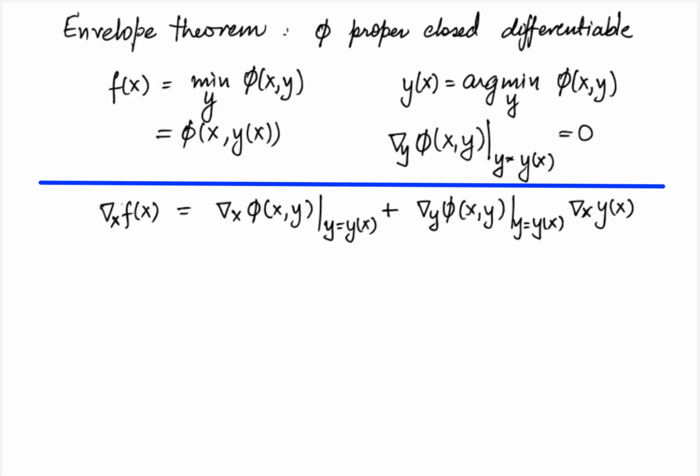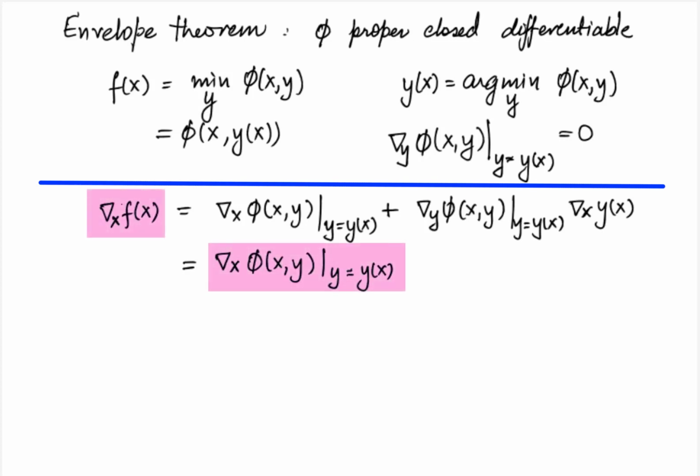But observe that the second term is 0 from the definition of y of x, from the optimality condition of y of x that we just wrote. So we have grad x of f of x is equal to grad x of phi of x comma y for y equal to y of x. This is the statement of the envelope theorem. In other words, suppose that we need to calculate the gradient of f at a given point x1. Then calculate y of x1 by solving the minimization problem. Next, calculate the gradient of phi with respect to its argument, and finally substitute x1 and y of x1 into the result in order to get the equality.